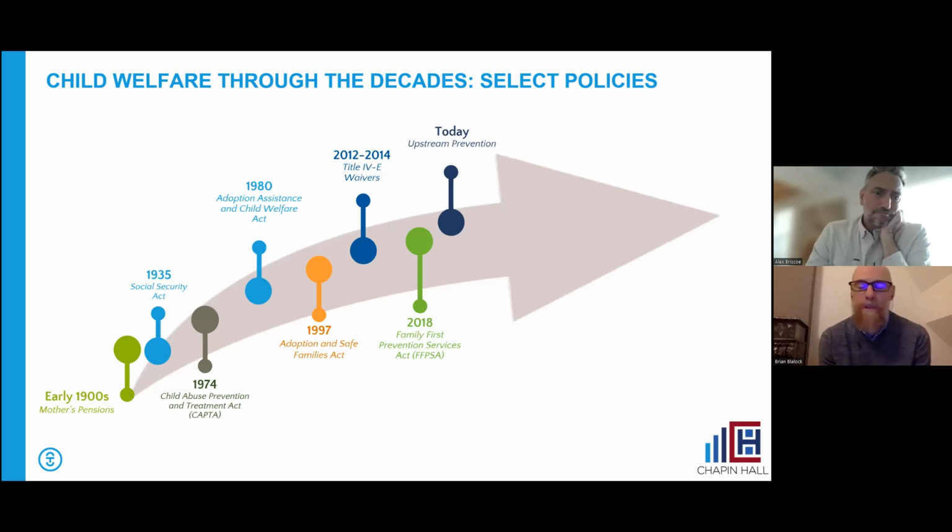If you go before the early 1900s, we're talking indentured labor. We're talking about kids who were put into indentured labor after their parents were not able to take care of them. 1900s, you get the mother pensions.